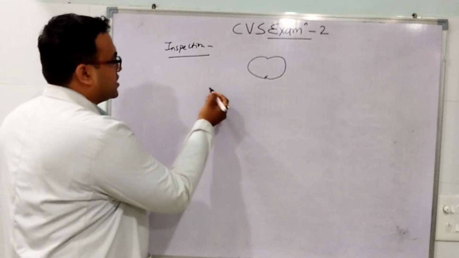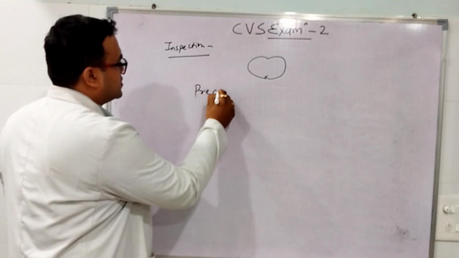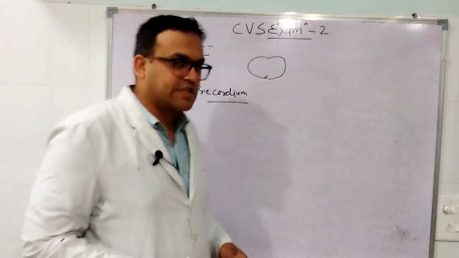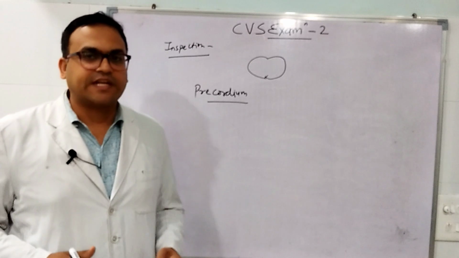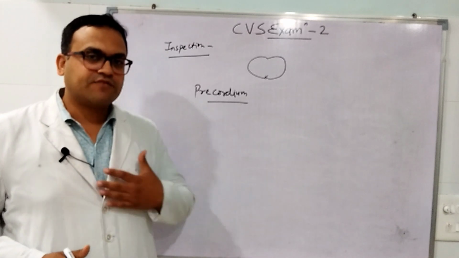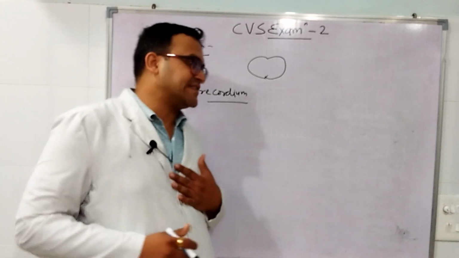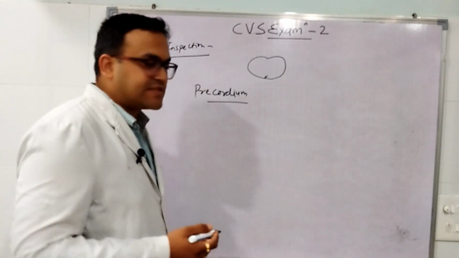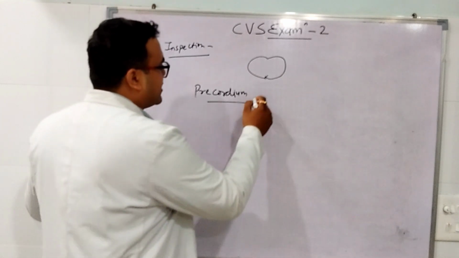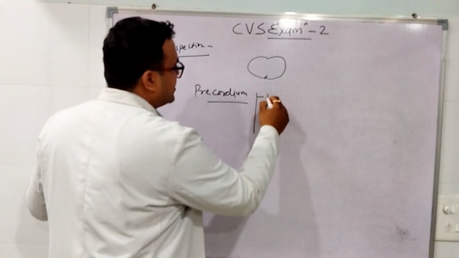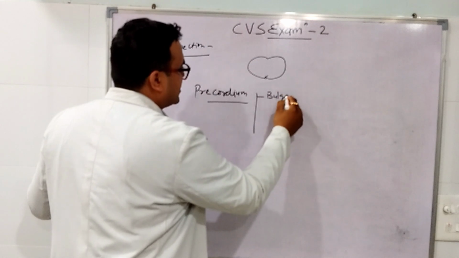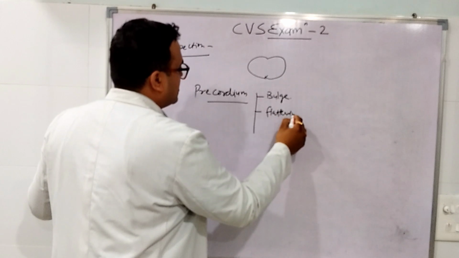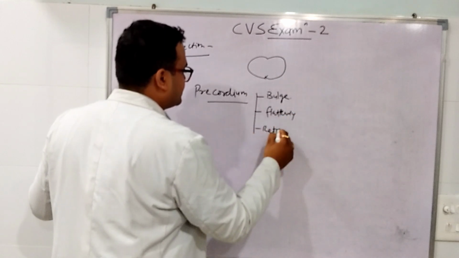Coming to the precordium. As already discussed, and we all know, the precordium is the area of the chest wall that is overlying the heart, and examination of the precordium gives certain clues regarding disease present. So in the precordium we have to see whether there is any bulge, any flattening or any retraction.